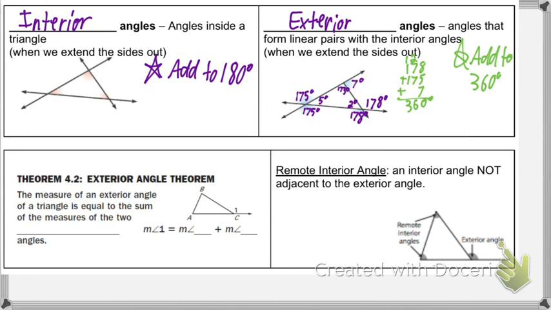Which leads us to this theorem right down here, the exterior angle theorem. The measure of an exterior angle of a triangle, or excuse me, that's a different one, never mind, sorry about that.